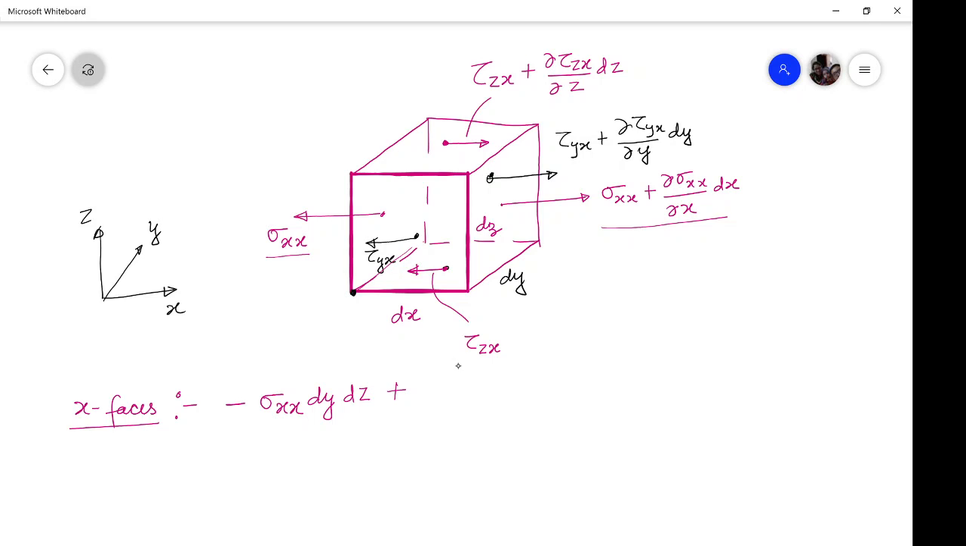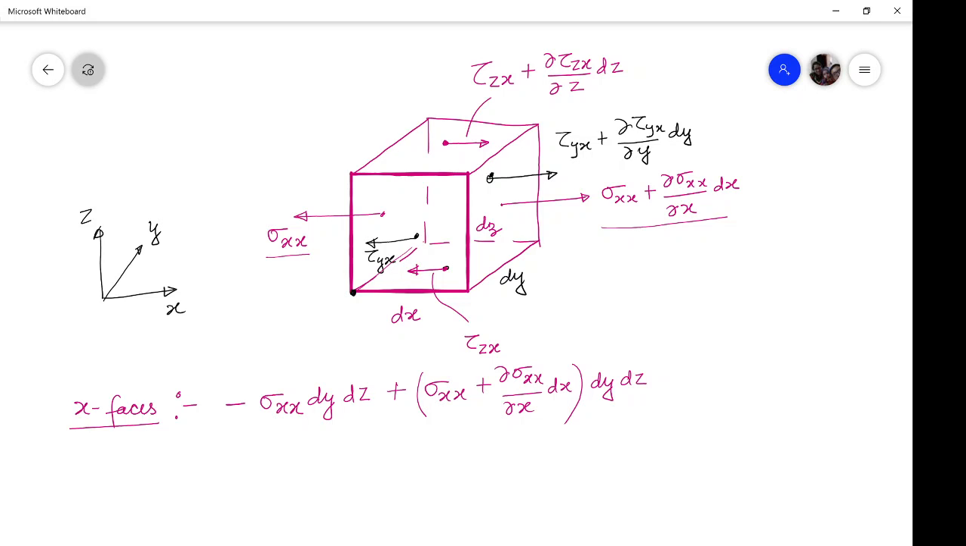And this one also, that is sigma xx plus del sigma xx by del x dx on what plane? Again x plane, that is dy dz. Remember one thing, a plane is represented by the axis itself. A plane qualifies to be called the x plane if the plane is normal to the x-axis. Likewise, a plane qualifies as the y plane if it is normal to the y-axis, and for z as well in a similar way.